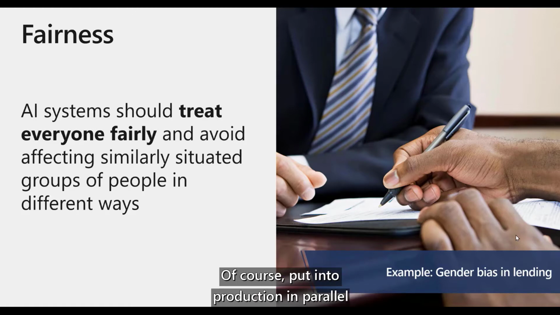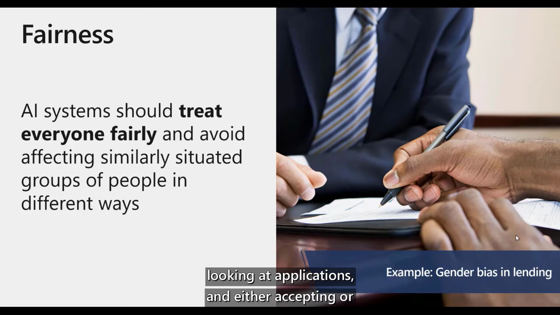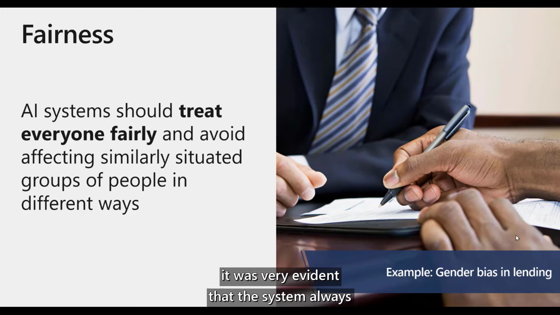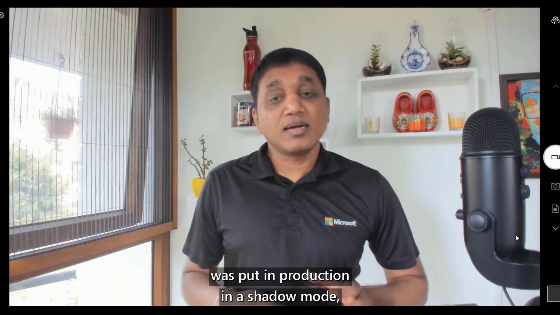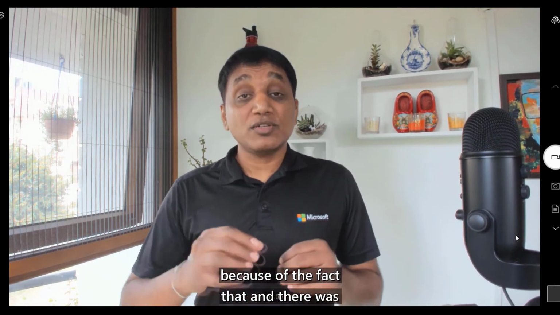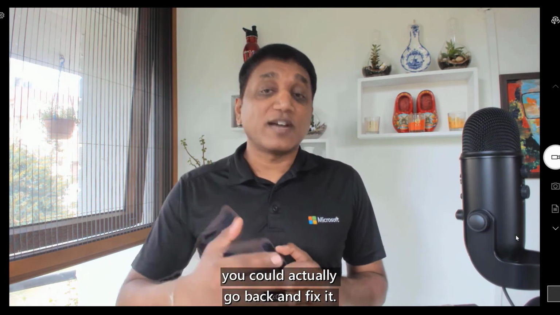Of course, it was put into production in parallel to the human agents looking at data, looking at applications, and either accepting or rejecting their lending requests. Now, when this study was done, it was very evident that yes, the system always favored male borrowers. I mean, that's not fair, right? In fact, because the machine learning model was put in production in a shadow mode, this anomaly could be detected, and because there was a gender bias coming on right off the bat, you could actually go back and fix it, right?